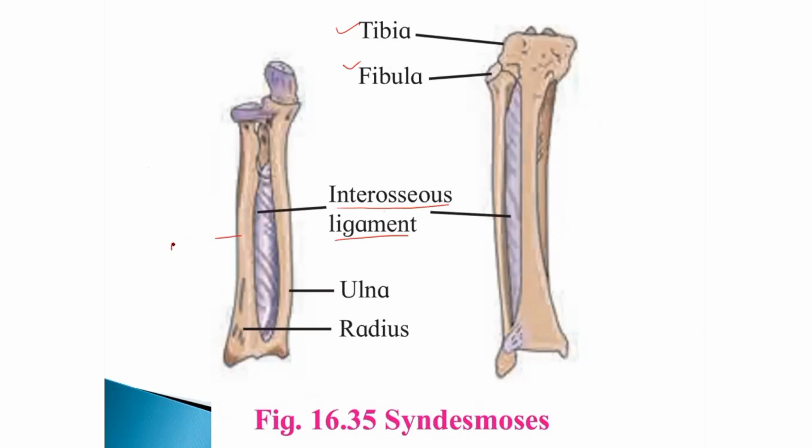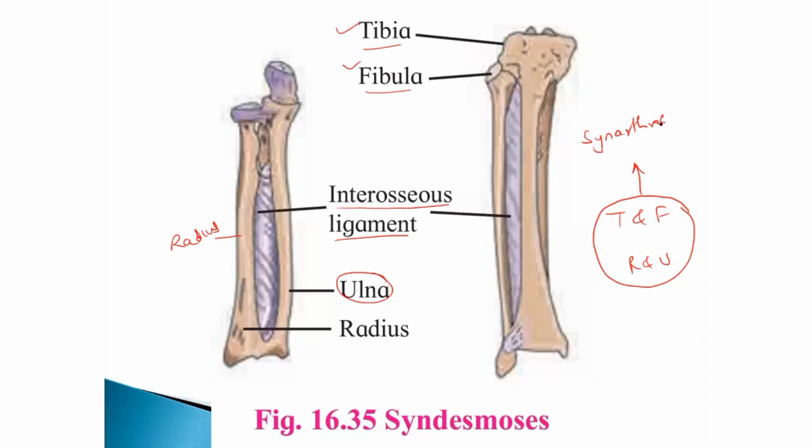This part is nothing but the radius bone. We have this as the ulna. The bigger one, basically the fat one, is called tibia, and the thin one is called fibula. So this tibia, fibula, radius and ulna, remember, they are not showing any kind of movement. So basically it is one of synarthrosis.